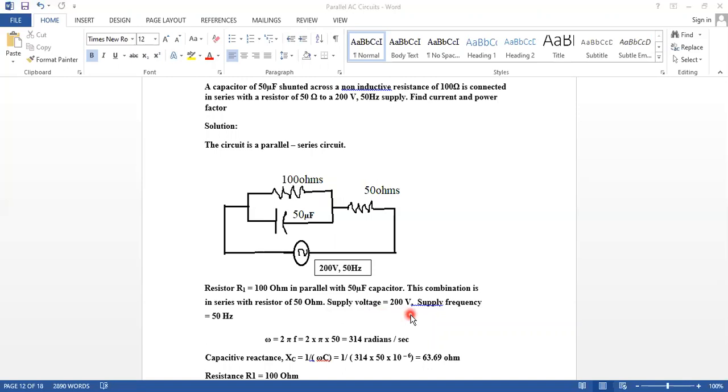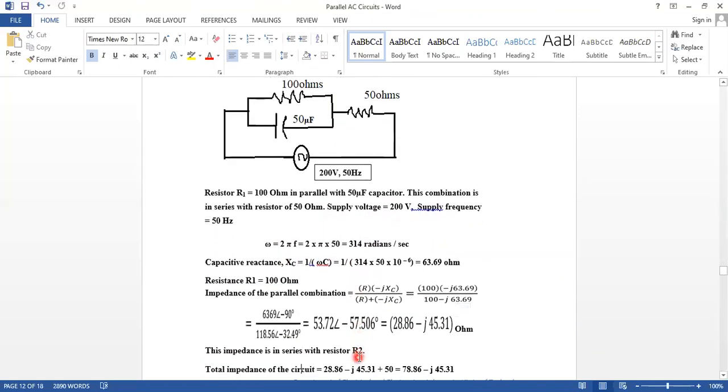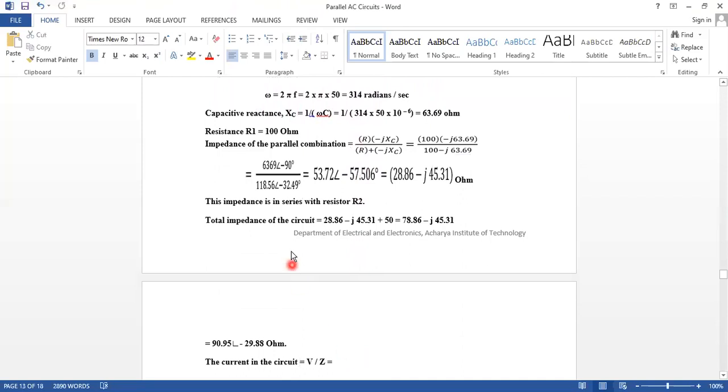Supply voltage is 200 volts. Supply frequency 50 hertz. Okay, first find out the omega value because we need to find out the capacitive reactance. Okay, so capacitive reactance is 1 over omega C. So substitute the values and find out.